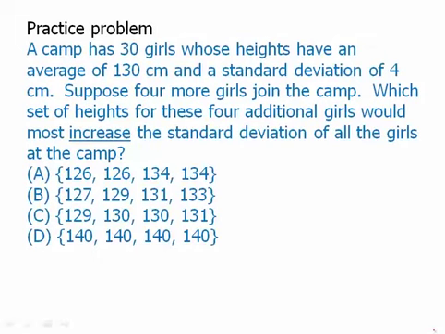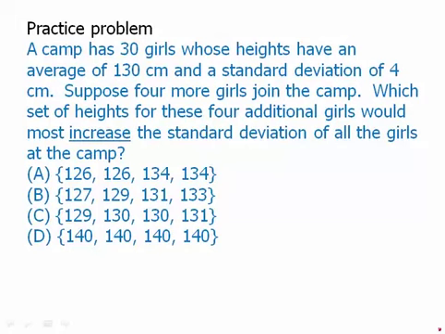Here's a practice problem. Pause the video and then we'll talk about this. Okay, so let's talk about this problem. The camp has 30 girls whose heights have an average of 130 centimeters and a standard deviation of 4 centimeters. Suppose 4 more girls join the camp, so there'll be 34 altogether.